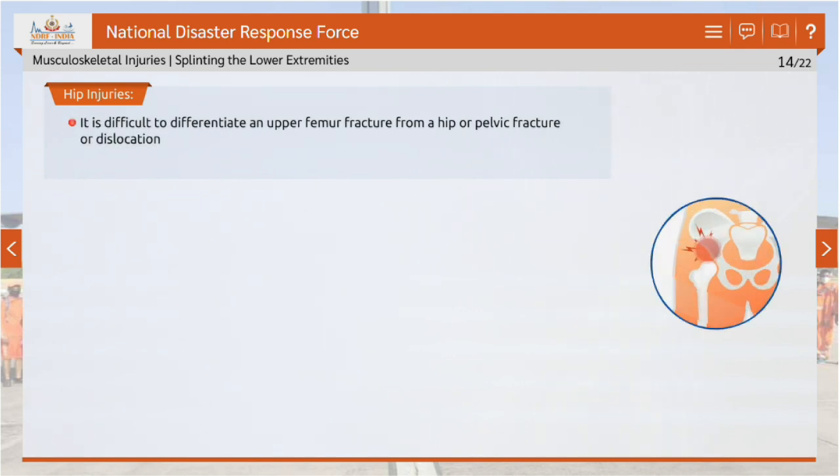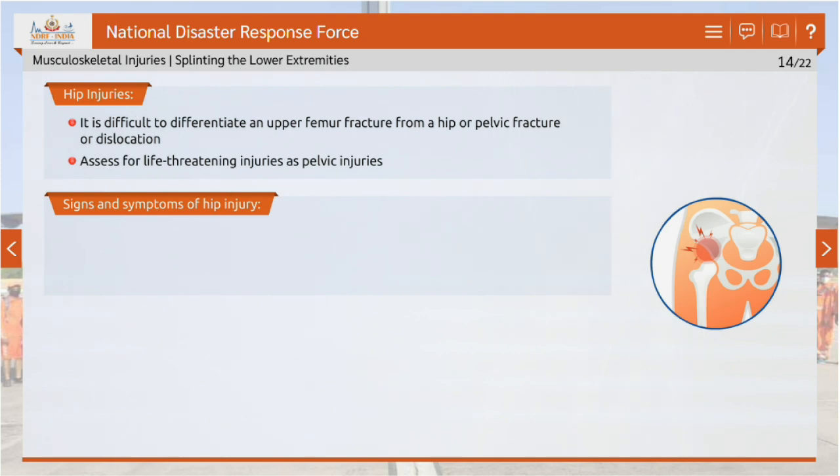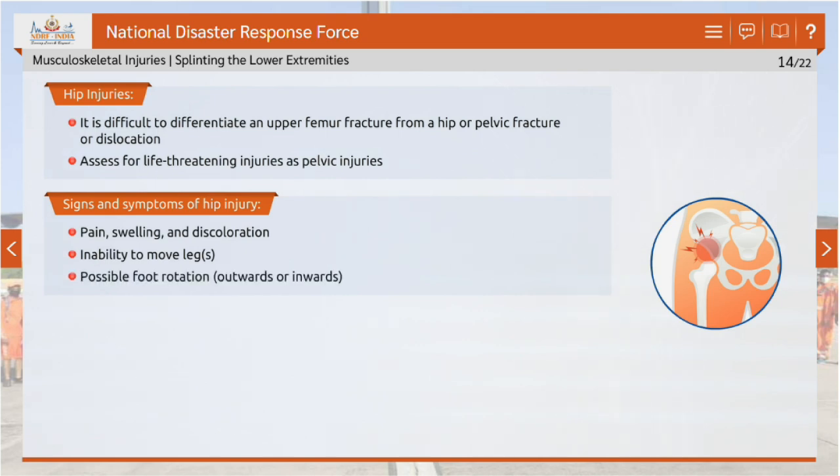Treat for shock. Hip injuries. It is difficult to differentiate an upper femur fracture from a hip or pelvic fracture or dislocation. Assess for life-threatening injuries as with pelvic injuries. Signs and symptoms of hip injury: pain, swelling, and discoloration, inability to move legs, possible foot rotation outward or inward.